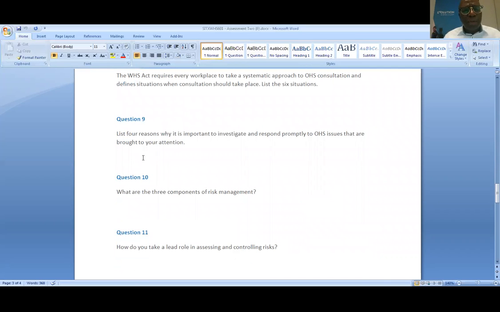And you've got questions like number 9, list 4 reasons why it is important to investigate and respond promptly to WH&S issues that are brought to you. Very simple. Why is it important to respond promptly when they're brought to you? What advantages and benefits are there, and what should be the company's concern when an issue has been brought to management and to you as the manager regarding WH&S? Again, remember, we are watching over people's lives, and we want to make sure that they leave the workplace in a healthy environment and in a healthy state.